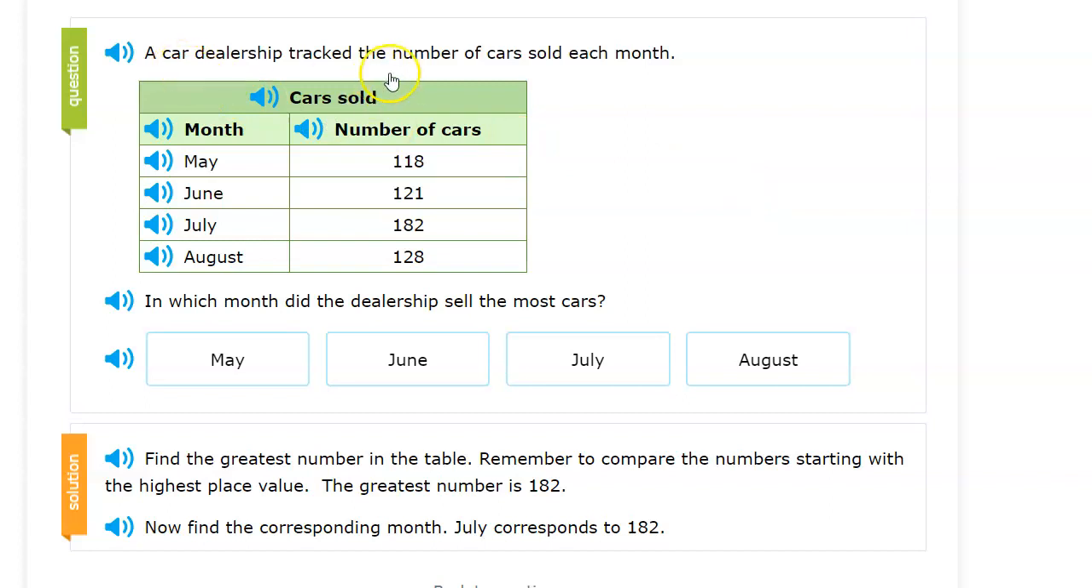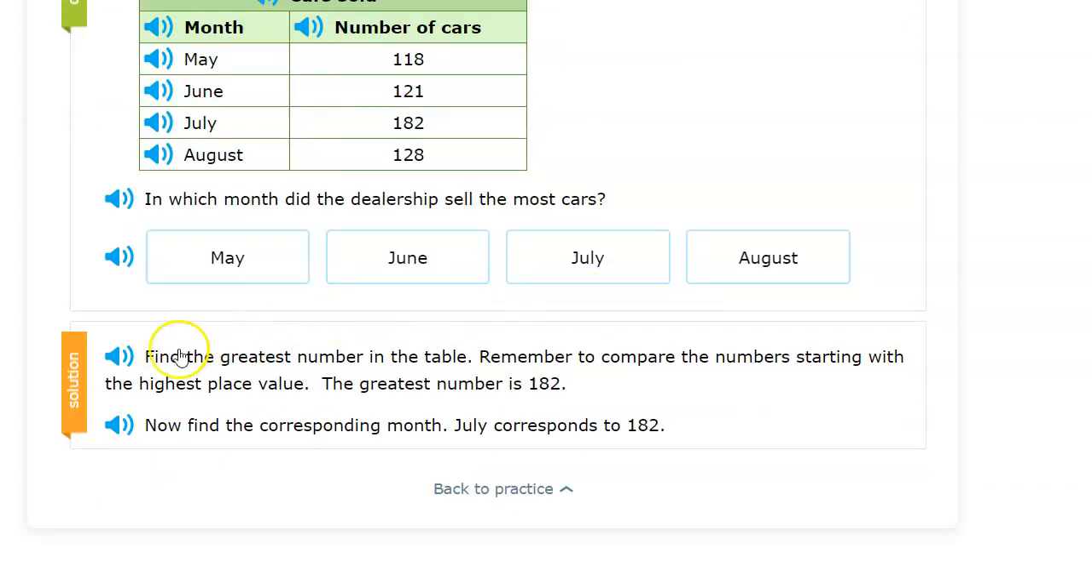A car dealership tracked the number of cars sold each month. So we've got cars sold all together. That's the name of this chart. The month it was sold is here, and the number of cars here. So in which month did the dealership sell the most cars? Find the greatest number on the table. Remember to compare the numbers starting with the highest place value.